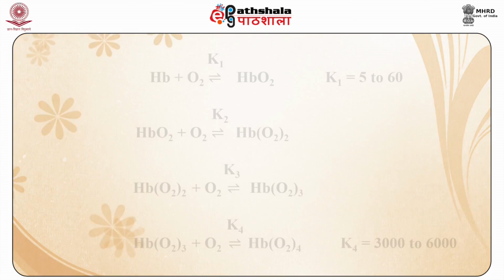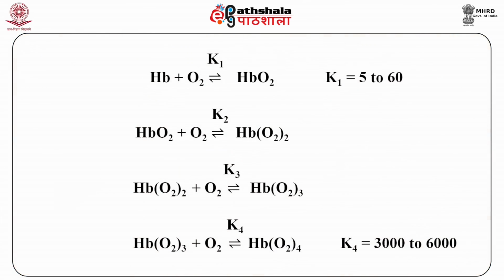One of the most important features of hemoglobin is cooperative dioxygen binding. One hemoglobin molecule can bind to a maximum of 4 dioxygens as shown. K1, K2, K3 and K4 are the stepwise formation constants for the binding of dioxygen to hemoglobin molecule.